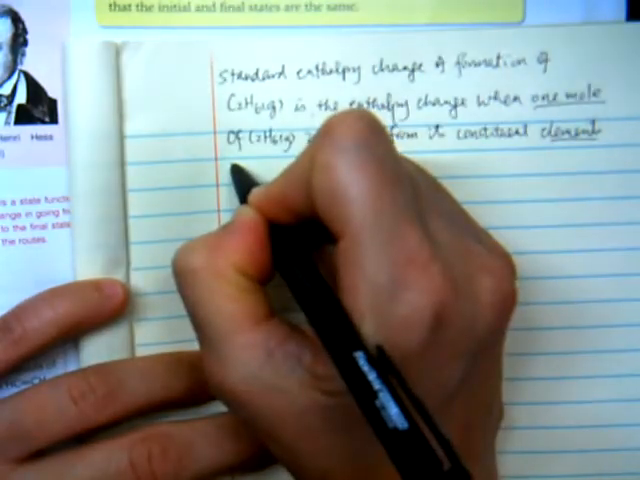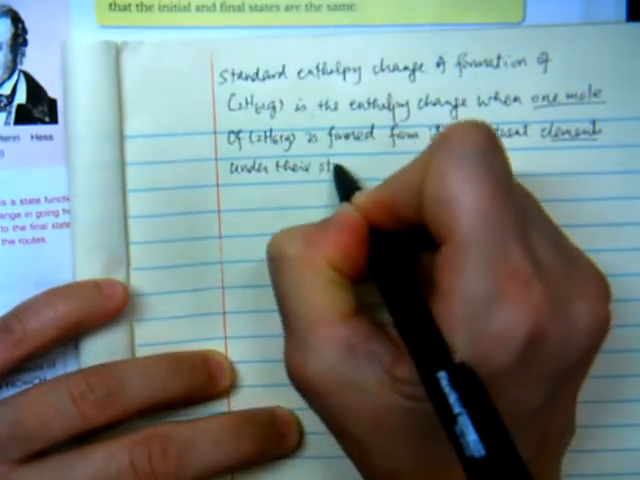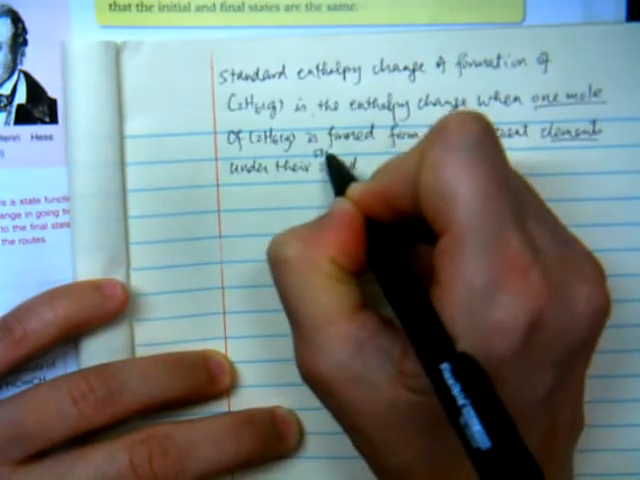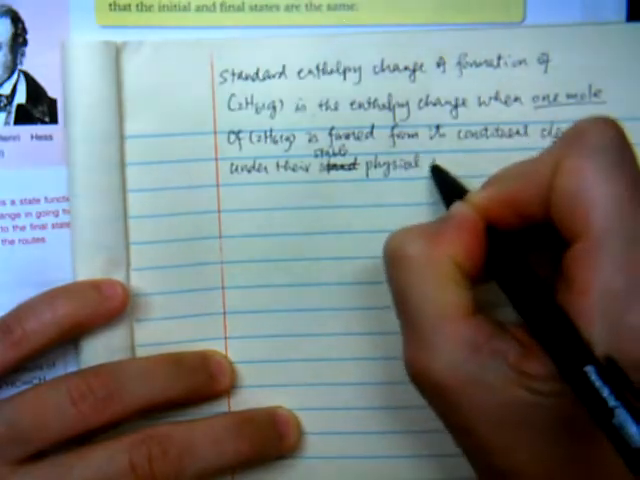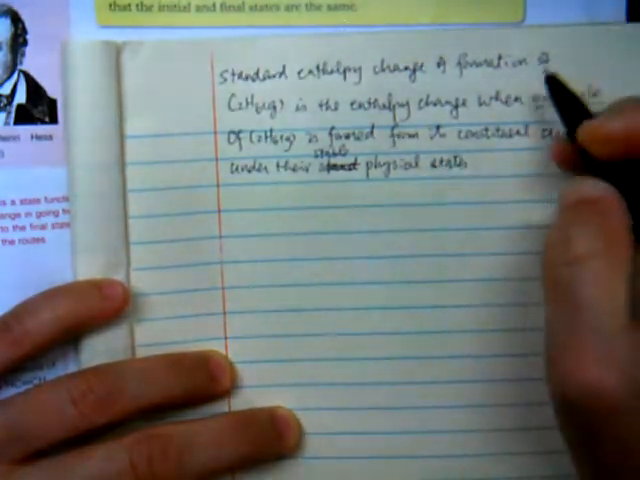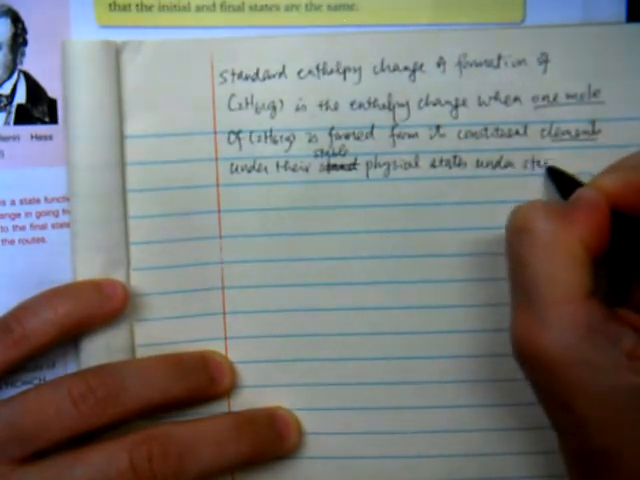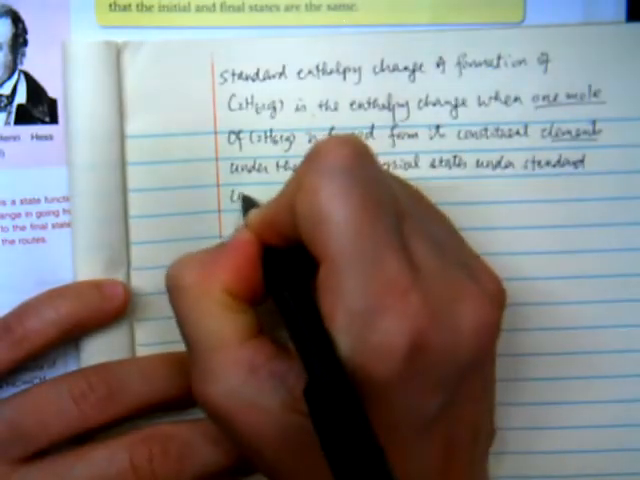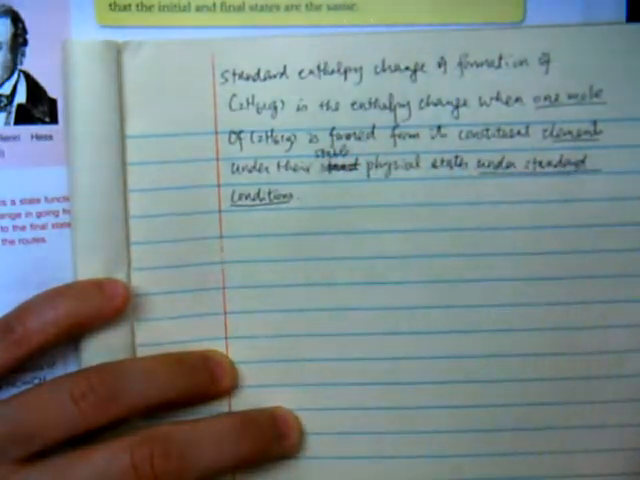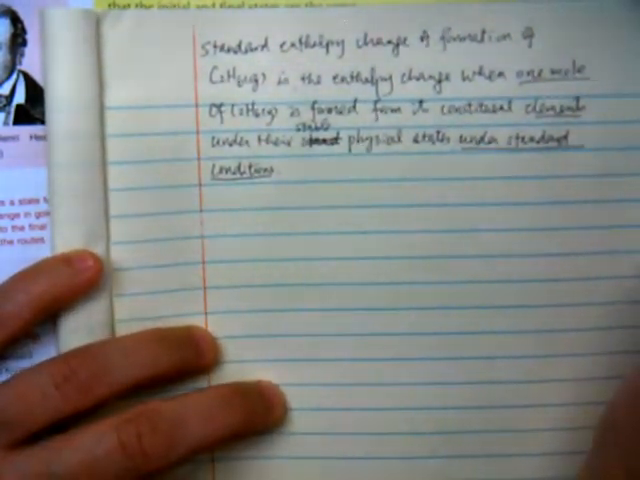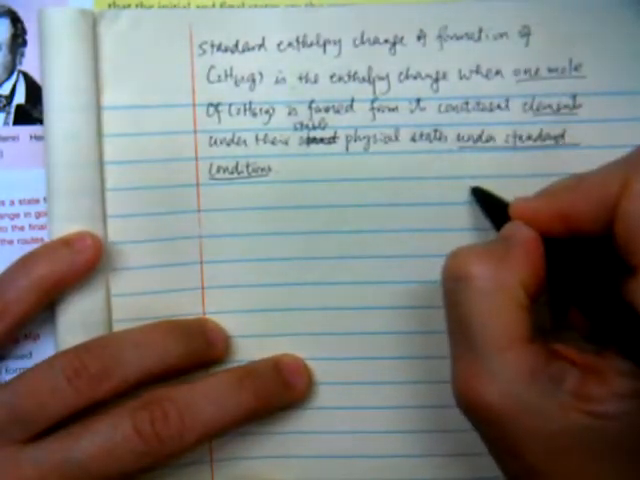Elements, okay, you must mention under their stable physical state. That means carbon, we are referring to graphite, not diamond, under standard conditions, because we have the term standard enthalpy, so you need to end up your definition by telling me under standard conditions.